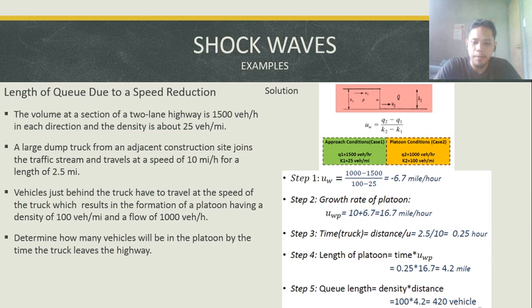So step 5, lastly, the queue length is equal to density times distance. So the density is 100 times the distance of 4.2, which will result in 422 vehicles located along the highway.